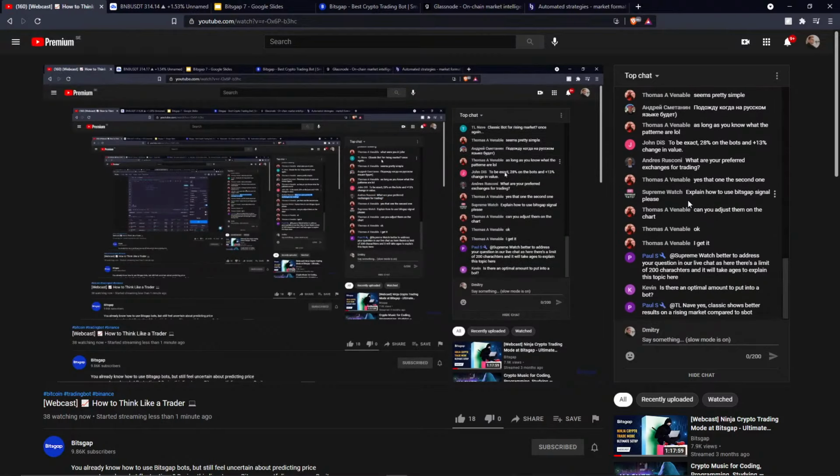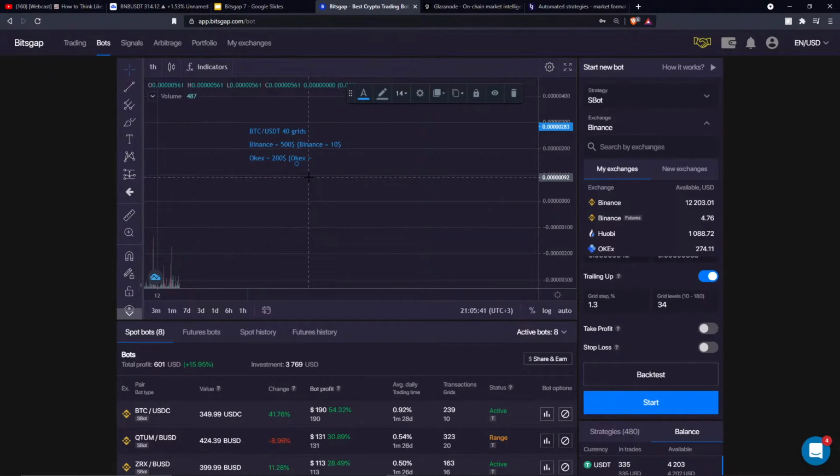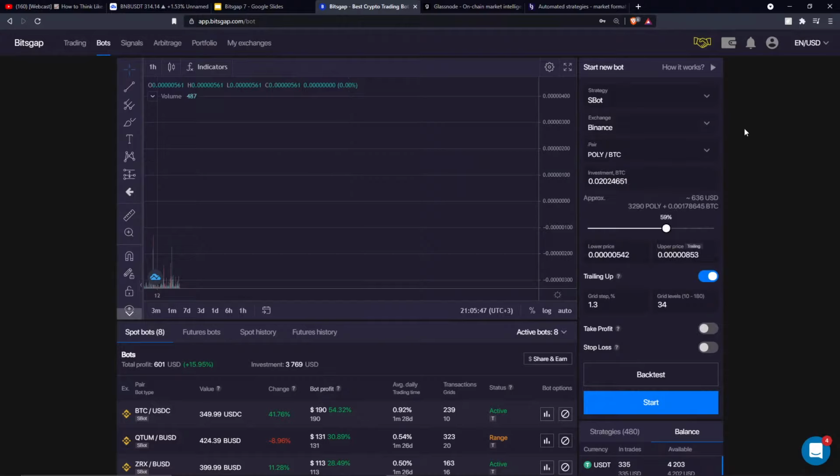Is there an optimal amount to put into a bot? Well, usually you need to have around $300. That's pretty much the minimum you need to set a comfortable configuration, so that you have enough grid levels and you give the bot enough space to capture these market swings, right?